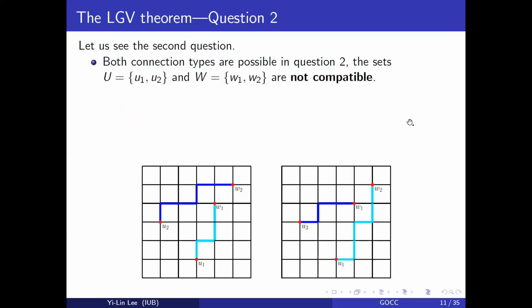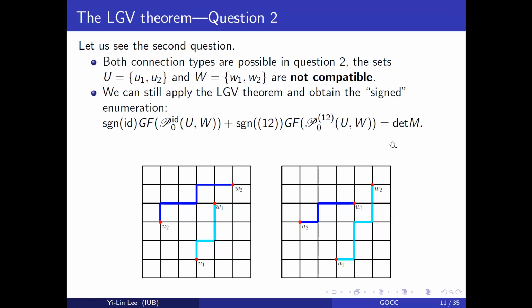Okay, so let's look at the second question. If we have W1, W2 at least 2 positions, then in this case, both combination types are possible. So you can have U1 to W1, U2 to W2, which is non-intersecting, and also have U1 to W2, U2 to W1, and the paths are non-intersecting as well. So in this case, U and W are not compatible.